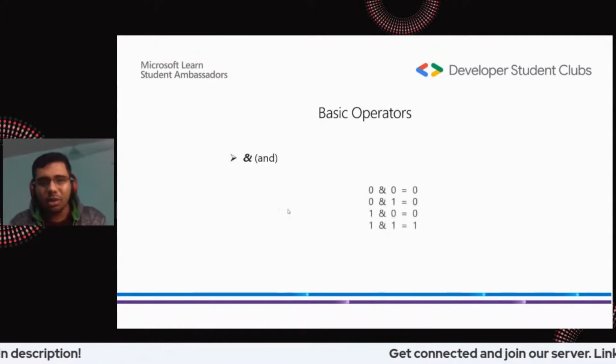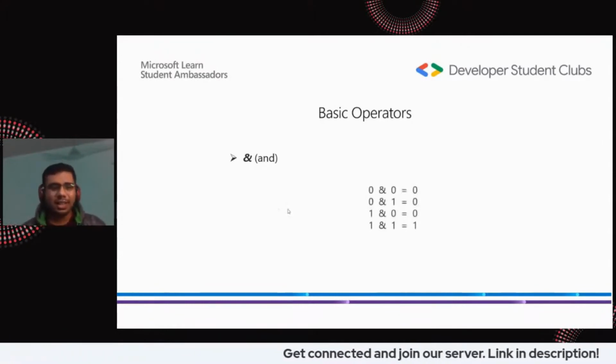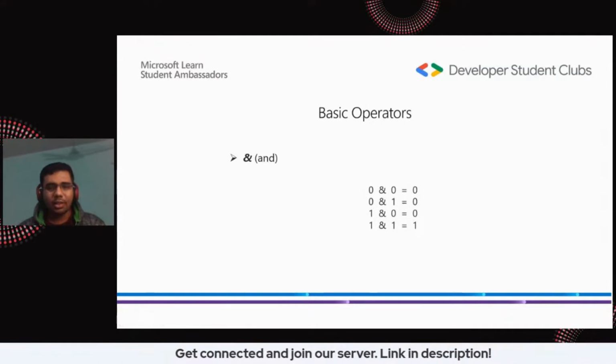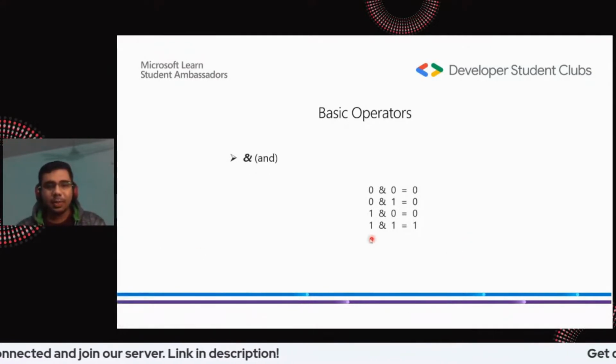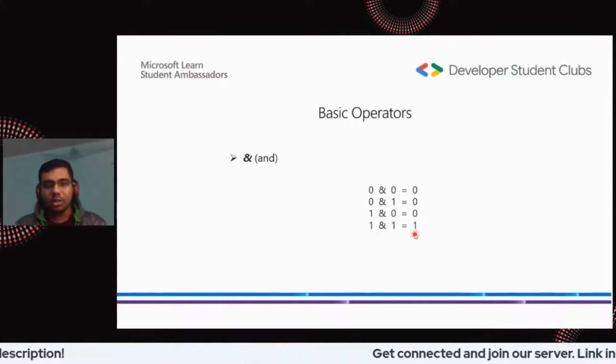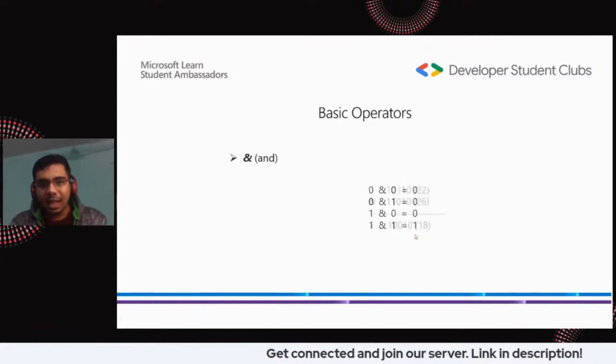Let's see a nominal truth table. You can see here that whenever both the inputs are 1, the ultimate result is given as a 1. So it gives you a set bit in that case.